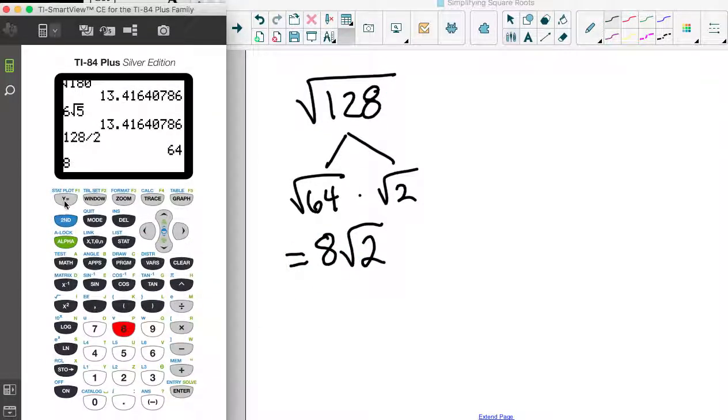Let's just check. 8 square root of 2 is 11.313, and the square root of 128 is 11.3137. So again, this is using the perfect square method. The key is you need to find the largest perfect square.